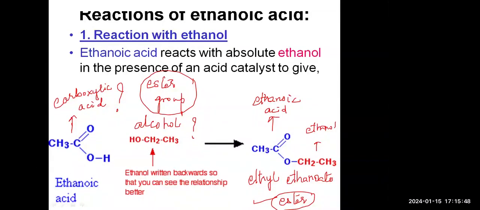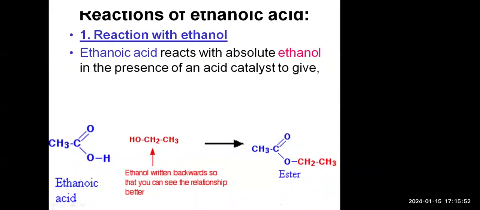Right? Here, because ethanoic acid is reacting, we get ethyl ethanoate. See, this part is from alcohol and this part is from ethanoic acid. The first name of the ester is from alcohol and the second name is from the carboxylic acid.